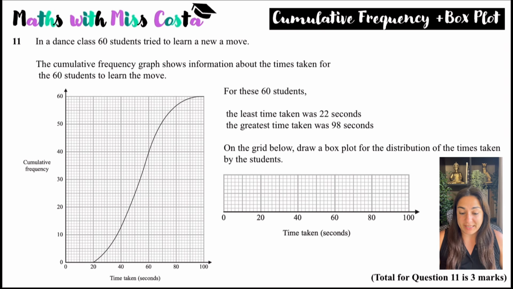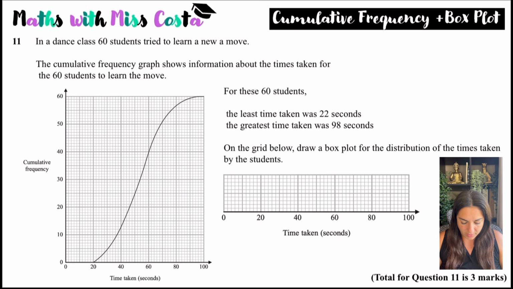The cumulative frequency graph shows information about the times taken for the 60 students to learn the move, and that for these 60 students, the least time taken was 22 seconds, the greatest time was 98 seconds, and I need to draw a box plot. So box plots and cumulative frequencies go really, really well together, because we can read the key values from them.